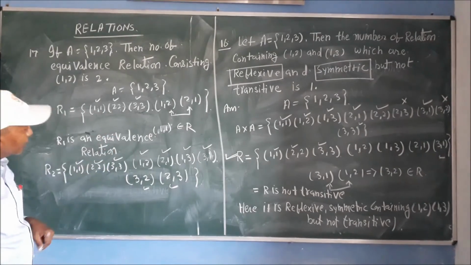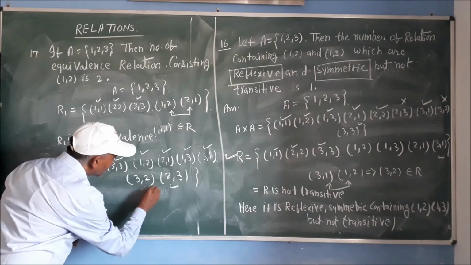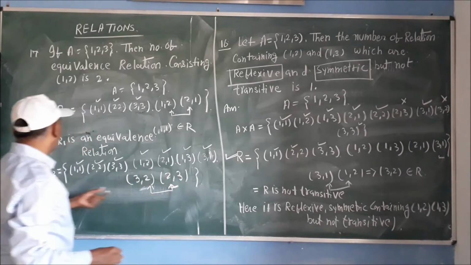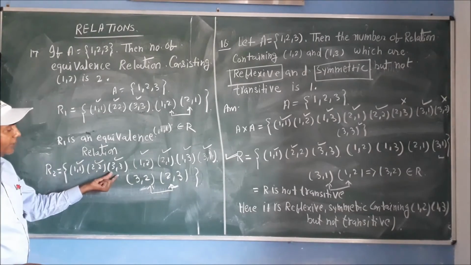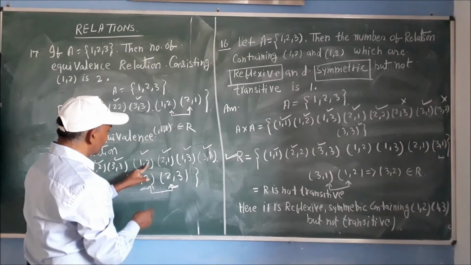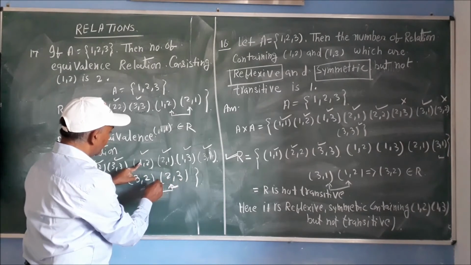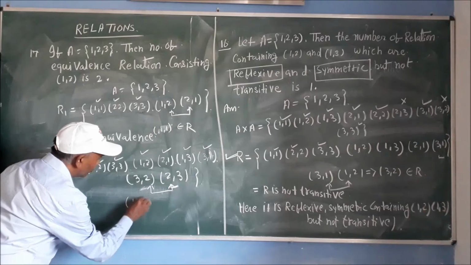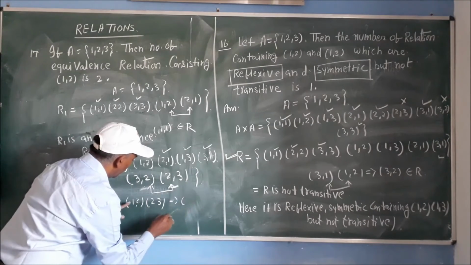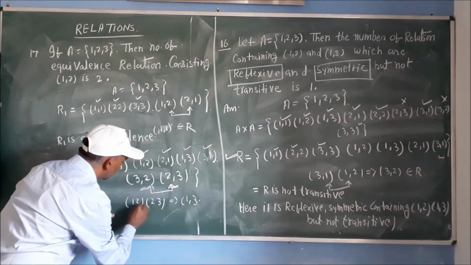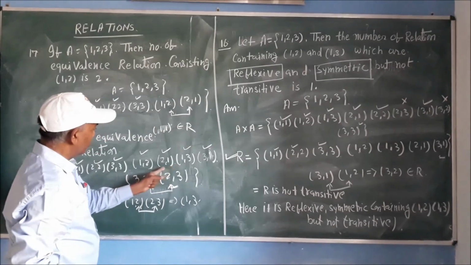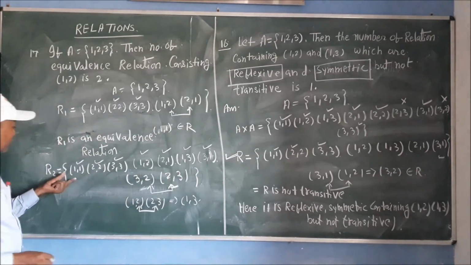And after that, check the transitivity. Here its second element is 2 and its first element is 2. That means (3,3) must be present in the relation. So (3,3) is here. After that, its second element is 2 and its first element is 2. That means (1,3) must be here. If you write here (1,2) and (2,3), that means (1,3) must be present here. So (1,3) is here. So this follows this relation.